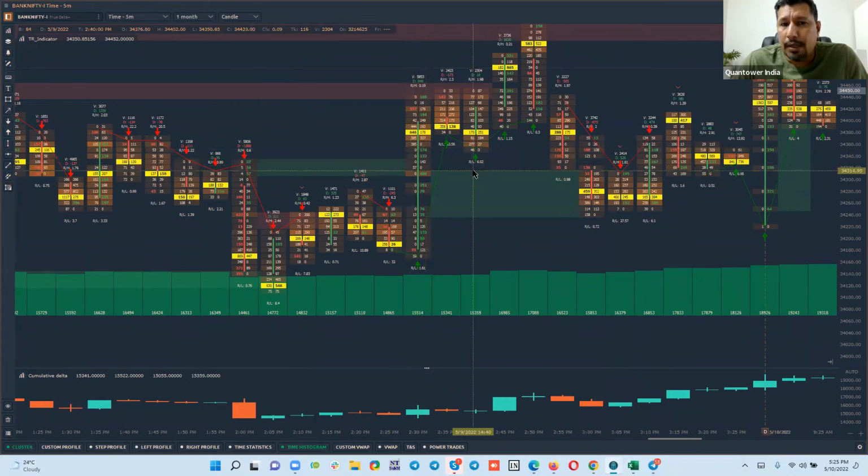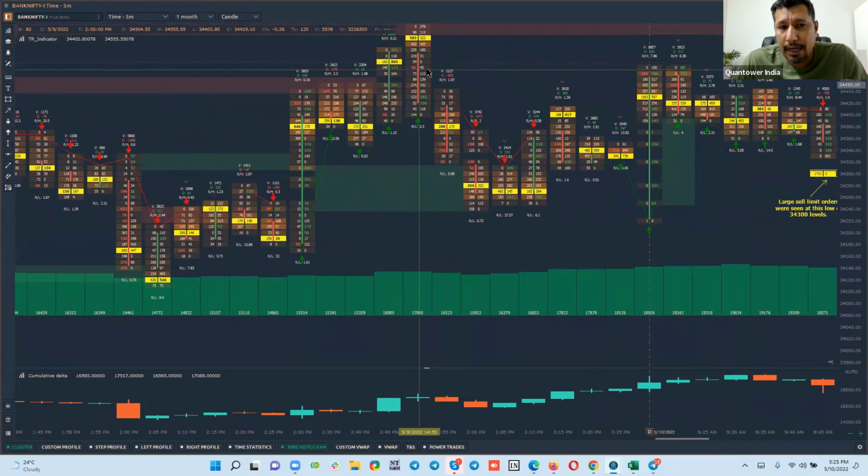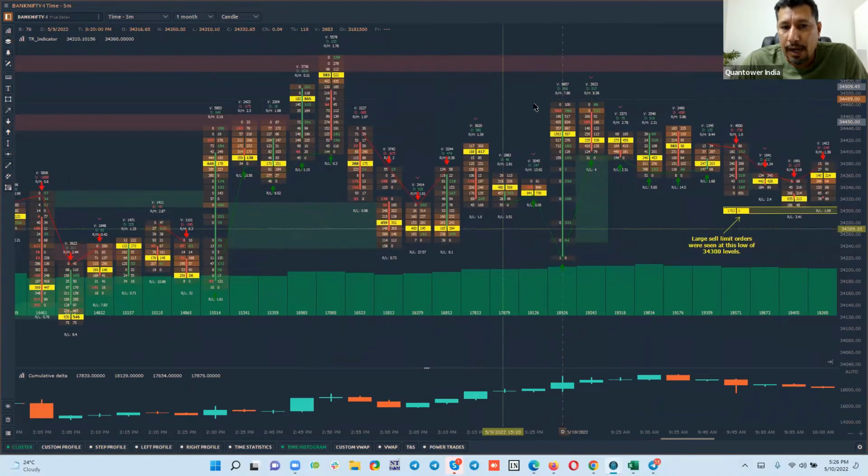Here also you see a stacked imbalance happened, and when the market corrected, again it went up to this stacked imbalance level. There was a resistance around this level. If this resistance was broken, there was another resistance around these levels. The market corrected again, found a support around the stacked imbalance levels, and it ended the day around these levels.